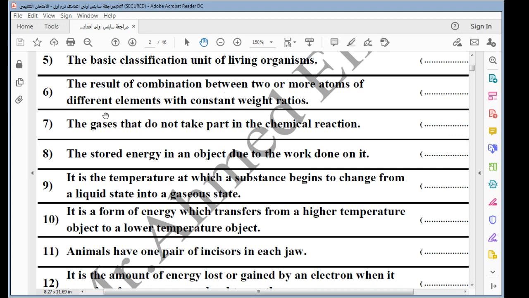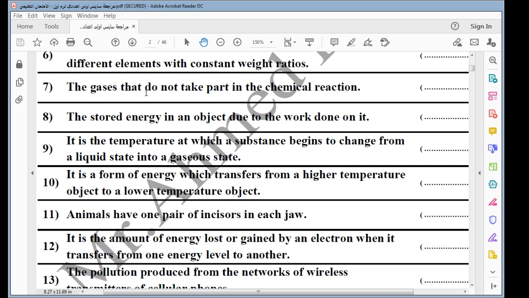Compound. Number 7. The gases that don't take part in the chemical reaction. Of course, what is this? Who can tell me? The gases that don't take part in the chemical reaction, so there are no chemical reactions. Of course, this is inert gas. Number 8. The stored energy in an object due to the work done on it. Of course, this is potential energy.